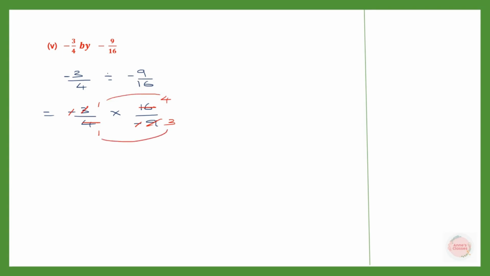Numerators you can multiply and the denominators. 1 into 4 is 4 and 1 into 3 is 3. 4 by 3 which you can convert to a mixed number. 3 ones are 3 plus 1 is 4 by 3. 1 1 by 3 is our final answer in the mixed form.